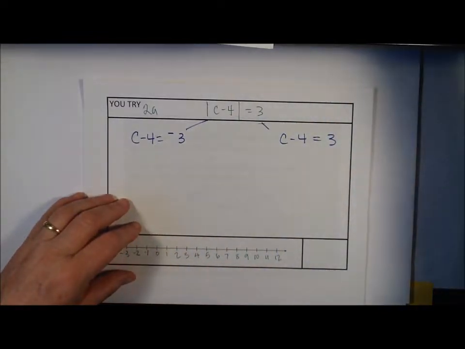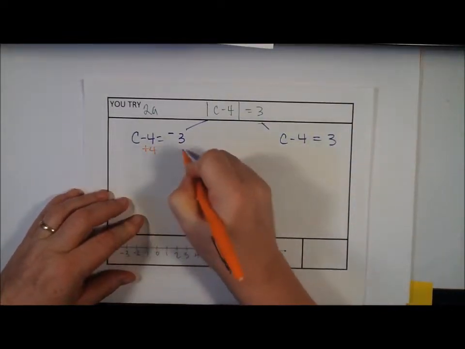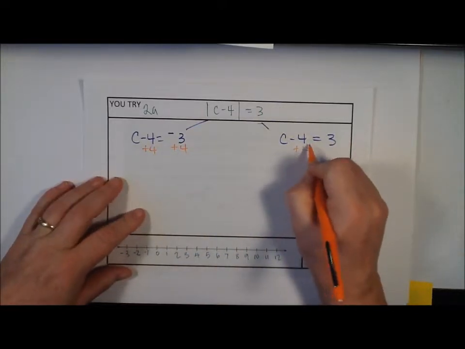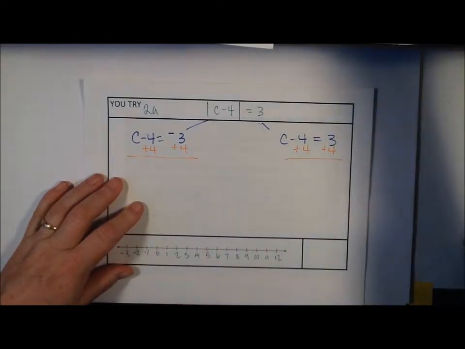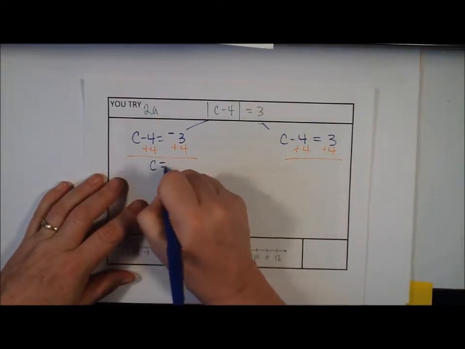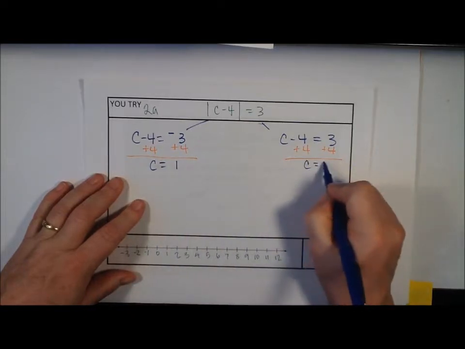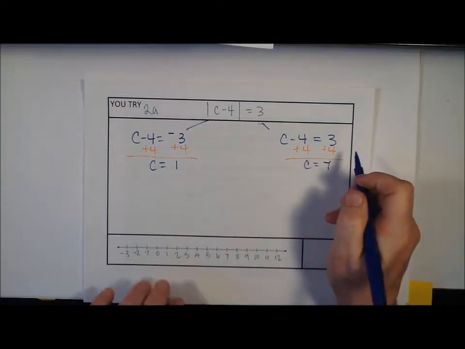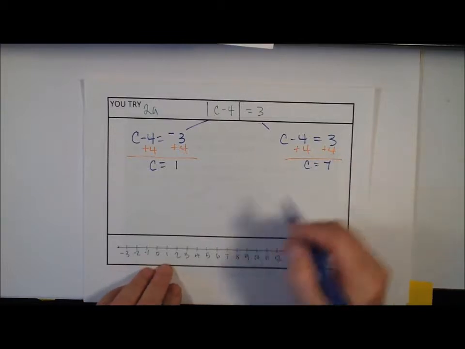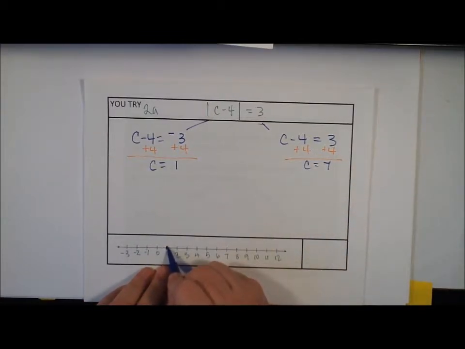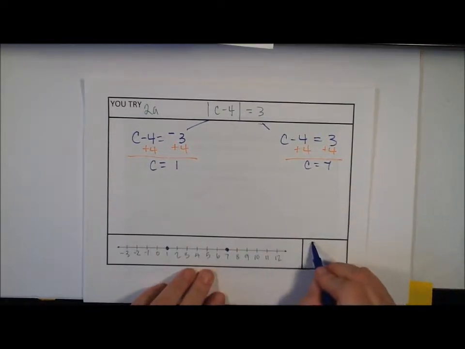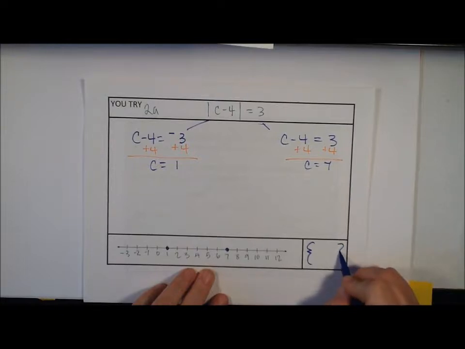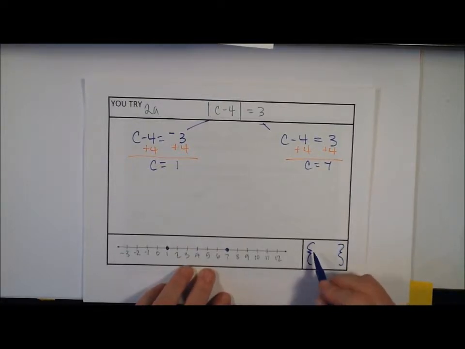I'm going to solve these algebraically. Add the opposite. I like to do both sides at once just to keep track of what I'm doing. So here I'll have C equals 1 and C equals 7. And I'm going to put these on my number line. So here's C equals 1 and C equals 7. And to do those as set notation, or interval notation, here I have 1, 7.